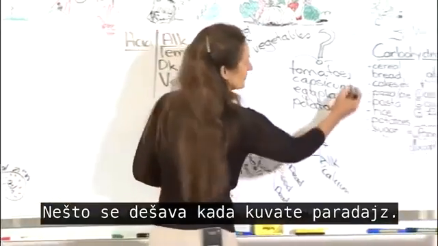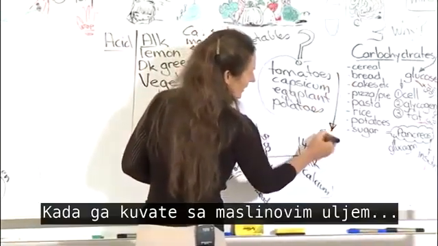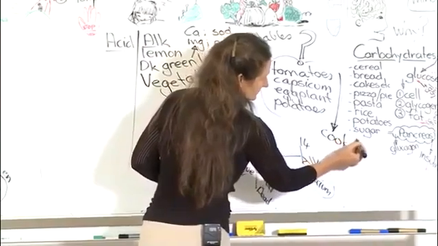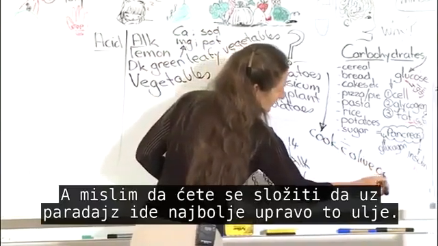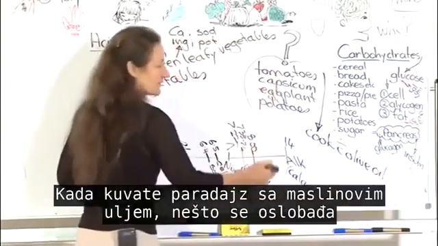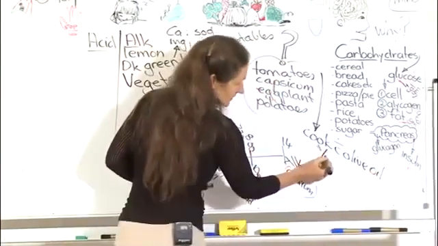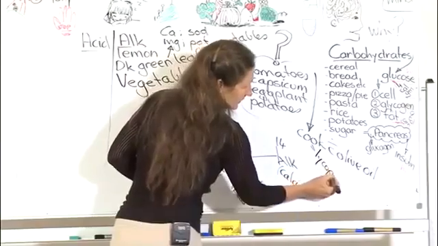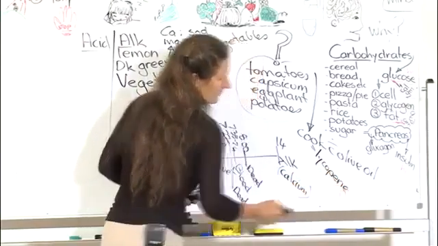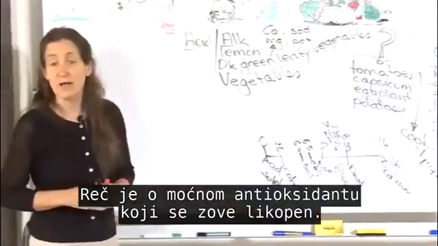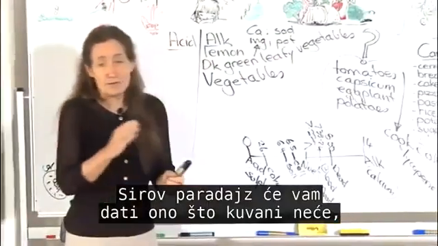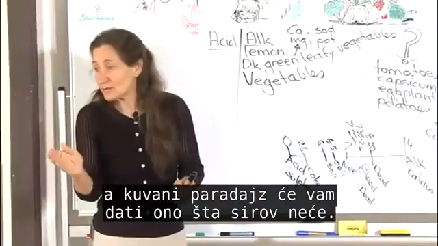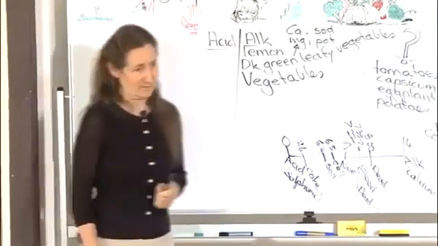Something happens when you cook tomatoes. When you cook tomatoes with olive oil, and I think you'll agree with me, it's the nicest oil to go with the tomato, something's released that is not available in the raw tomato. It is a potent antioxidant called lycopene. Raw tomato will deliver what cooked tomato won't, and cooked tomato will deliver what raw tomato won't.